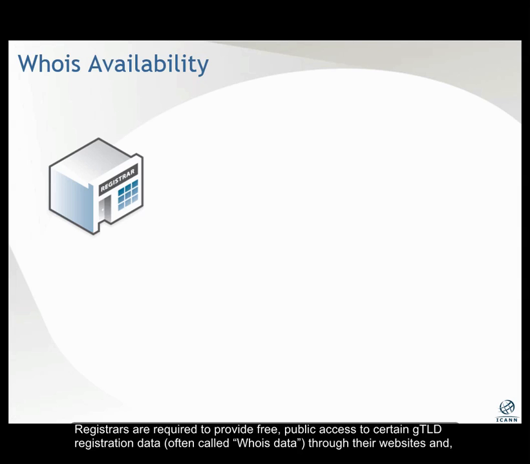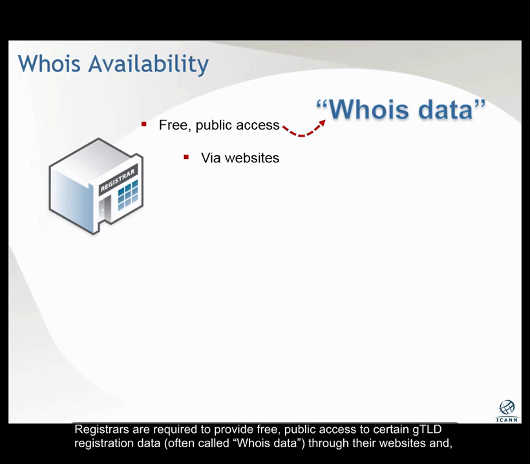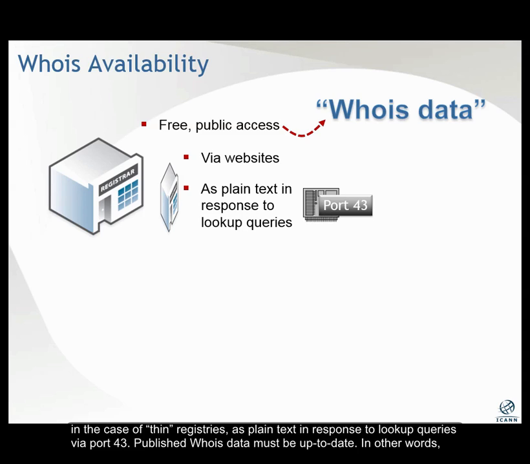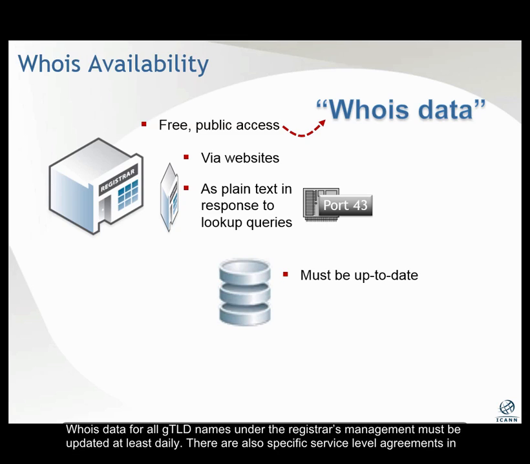Registrars are required to provide free, public access to certain GTLD registration data, often called Whois data, through their websites, and in the case of thin registries, as plain text in response to lookup queries via port 43. Published Whois data must be up to date. In other words, Whois data for all GTLD names under the registrar's management must be updated at least daily.